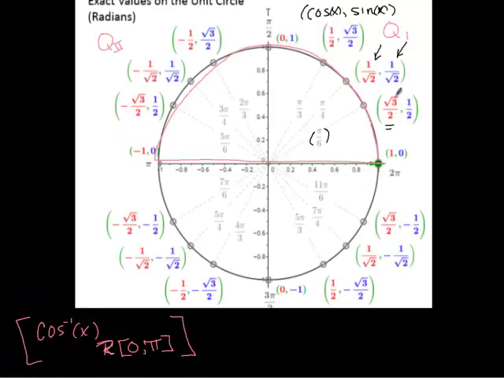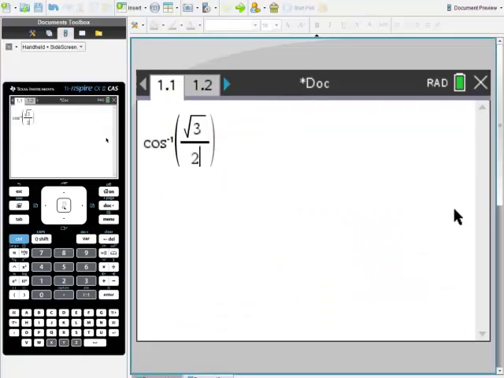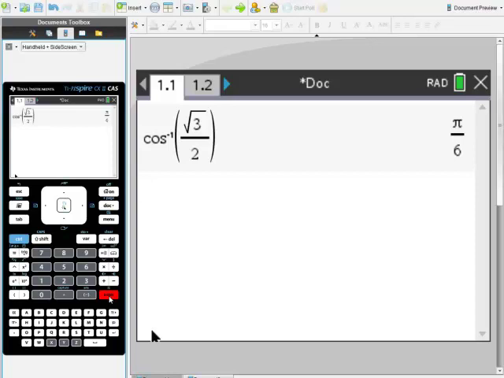So let's go back really quick and see what we think our solution is going to be. I put in square root 3 over 2, and that should correspond to the angular value pi sixth. So let's go back and check that, and then just hit enter down here, and there it is.